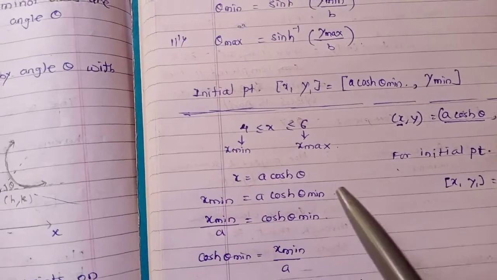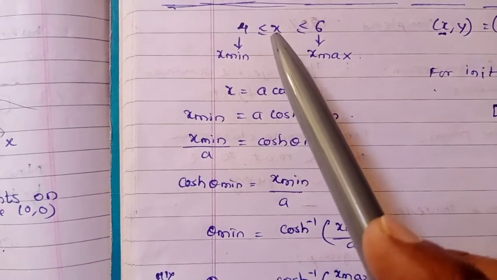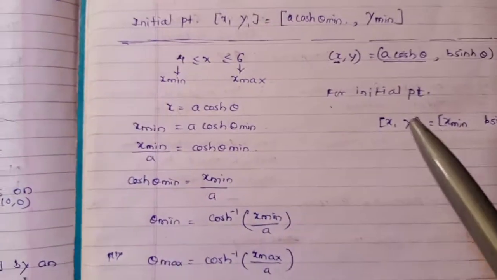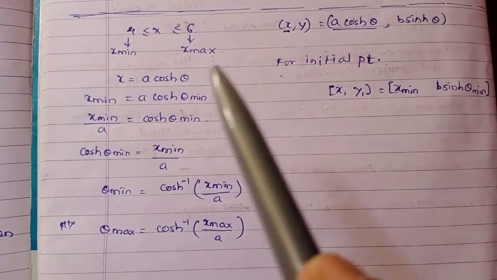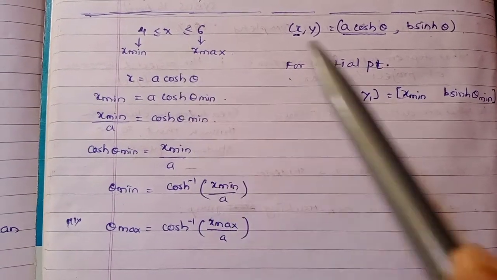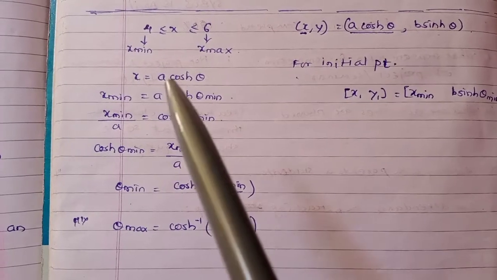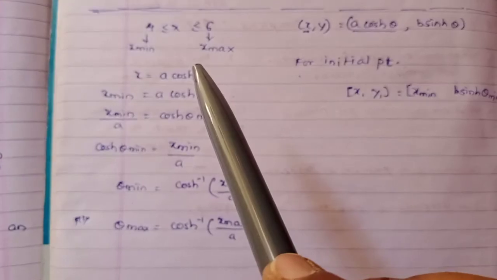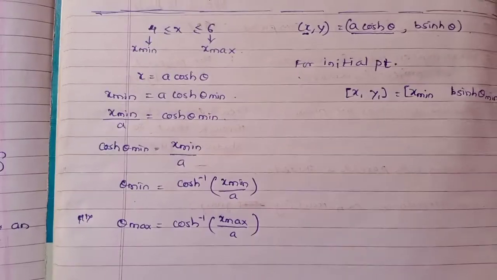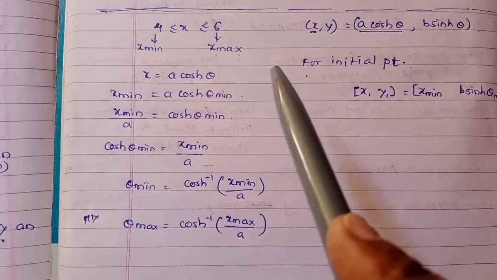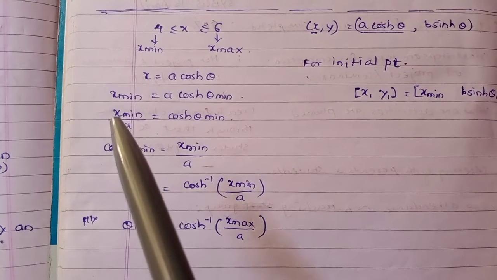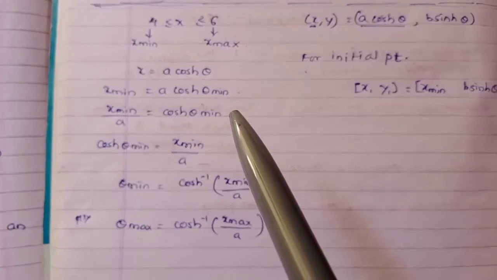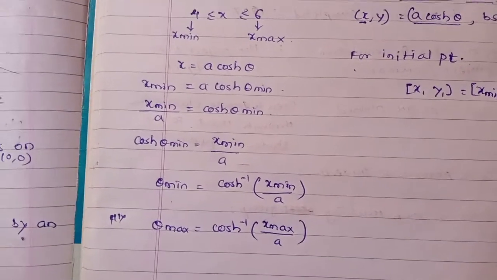So see, in our example we given the boundary condition 4 less than equal to x, x is less than equal to 6. So this is our x min, this is our x max. Also this is our parametric equation. Here we have given the boundary condition related to x, so we have to consider only the x coordinate, x which is equal to a cosec theta. Instead of x we write down the x min, and instead of theta we write down the theta min. Now as the next step, a is multiplied here, when we shift it here it becomes divide. So we may write down here x min divided by a which is equal to cosec theta min. But see here we have to find out the theta min's value.